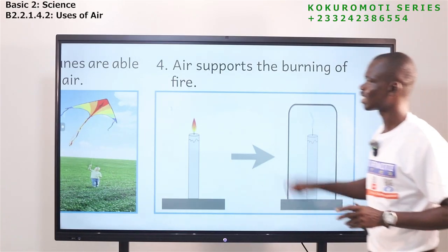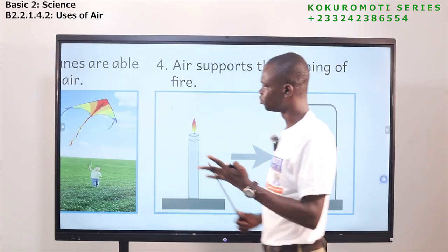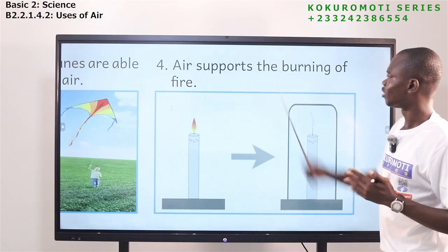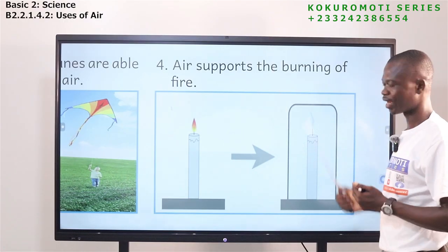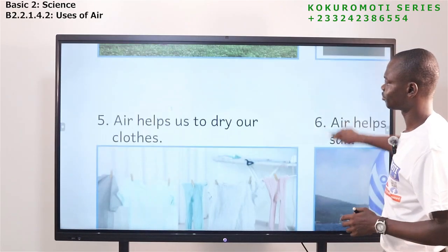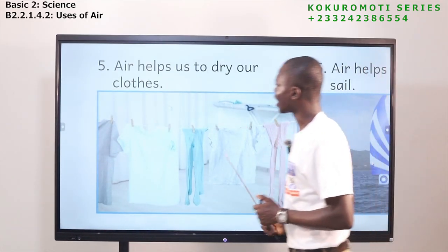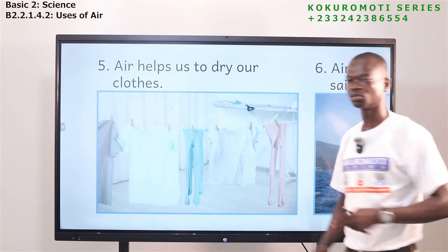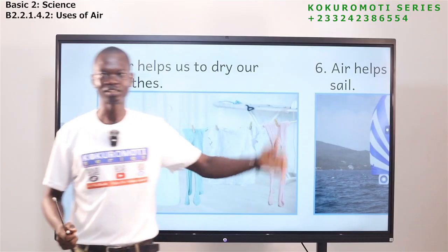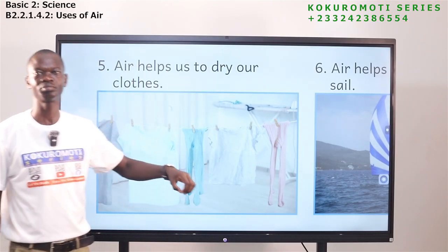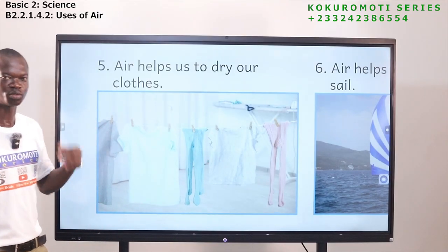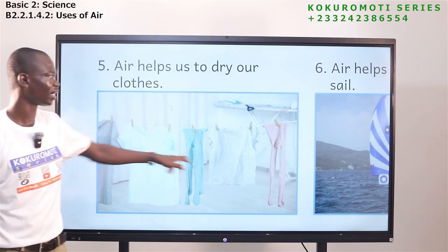Okay, so we have seen that air is used to fill balloons and for breathing. Kites and airplanes also need air to fly. We have also seen that air supports burning. Okay, so let's come to this side. Air helps us to dry our clothes. So we use air for drying as well. Sometimes you dry your things, you hang them in the room. The following morning you go and then you see that it is dry. So we use air to dry our things.